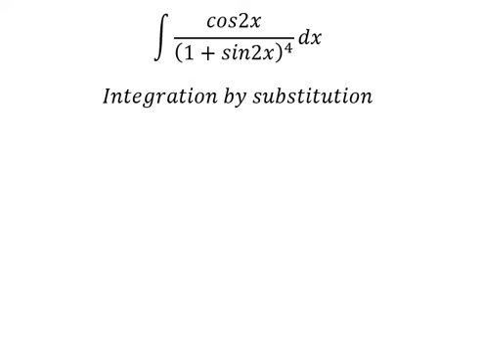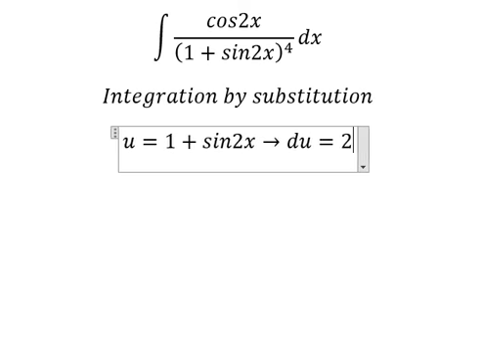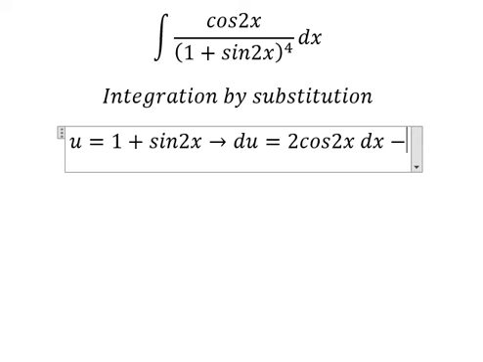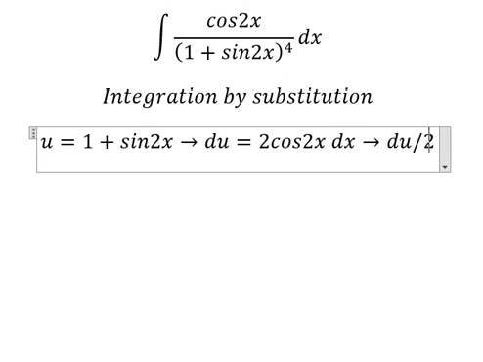So I will put u equal to 1 plus sine 2x. After that, we need to do the first derivative for both sides, and we have cosine 2x dx. The first derivative of number 1, we have 0. The first derivative of sine 2x, we have 2 cosine 2x. Because we don't have number 2, we divide both sides by number 2.